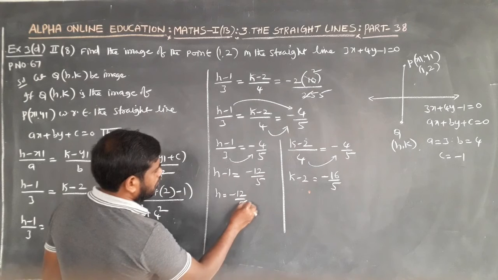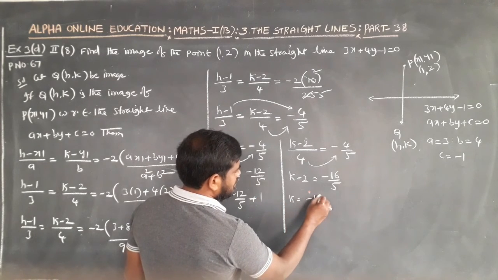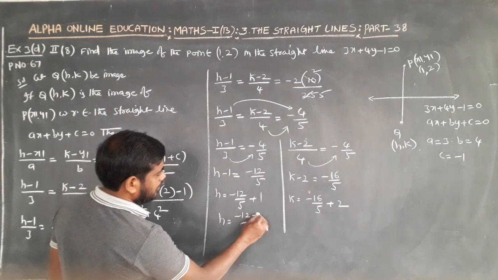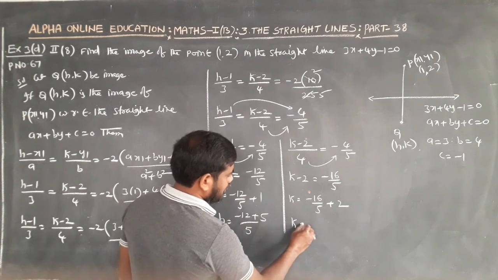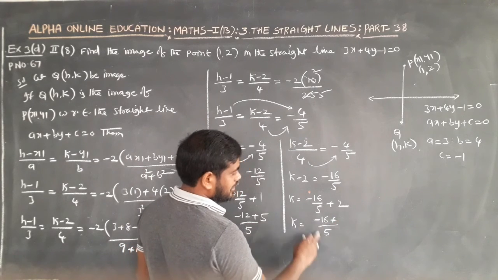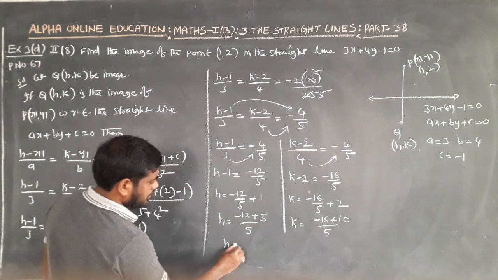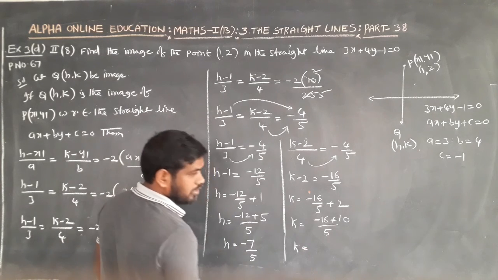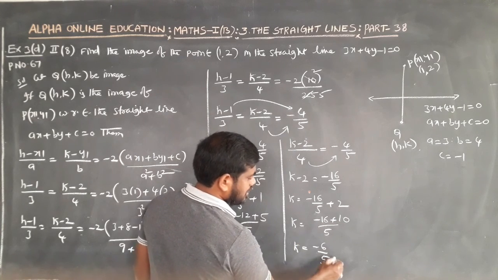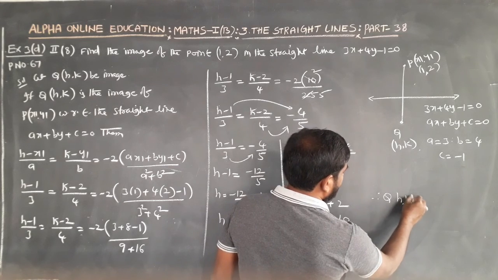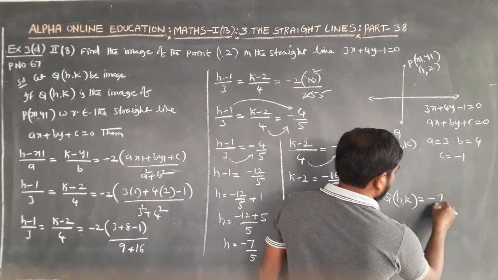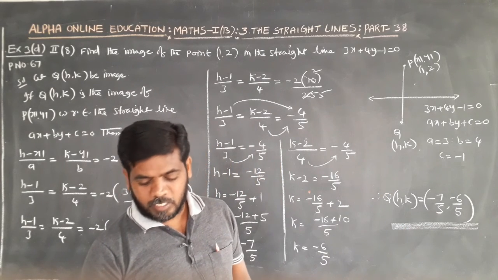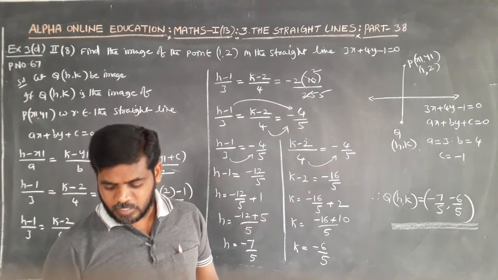h = -12/5 + 1 and k = -16/5 + 2. Taking the LCM 5, h = (-12 + 5)/5 = -7/5, and k = (-16 + 10)/5 = -6/5. Therefore, the image Q(h, k) is (-7/5, -6/5).